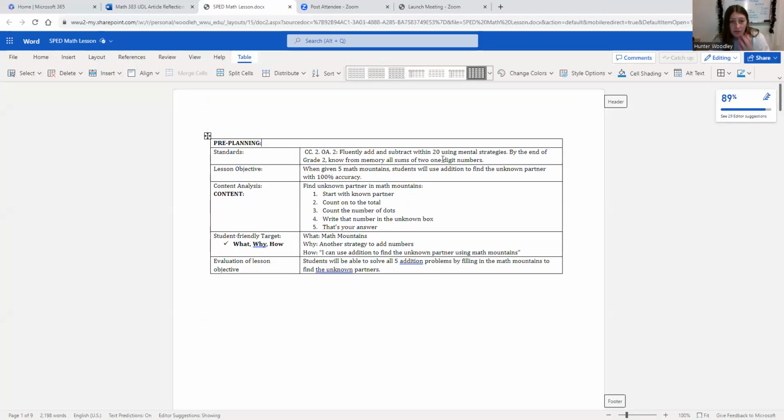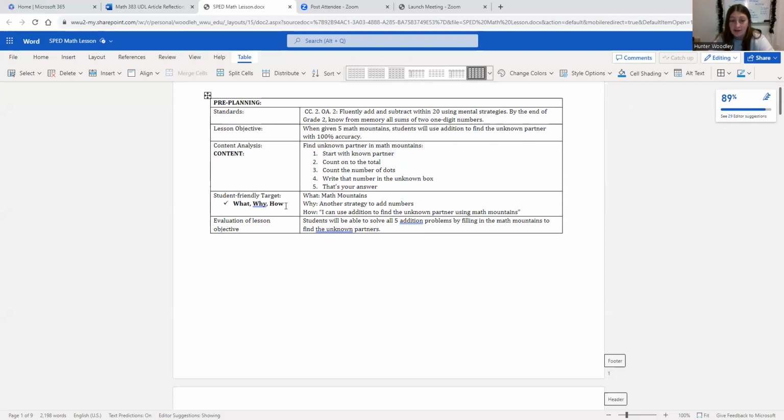Okay, so first I have the standard and then the lesson objective. And then here, it literally says what, why, and how. That is the student-friendly target. I like to present these to the students so they can see them. When we're doing our presentation on the slides, I'll put this up there. So again, they can see what Math Mountains are. I'm teaching Math Mountains to the students. They're going to figure out what a Math Mountain is and how to do it.